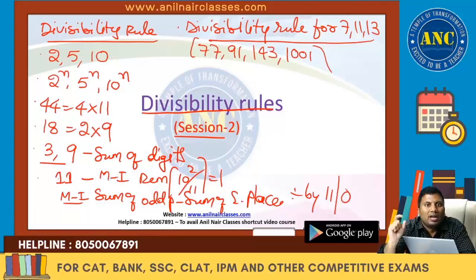Point number 2: any non-zero single digit written in groups of 6 is always divisible by 7, 11, 13 and its combinations. This is what we discussed in divisibility rule session 1. In session 2, I will explain how you can find out your own divisibility rules for any prime number.